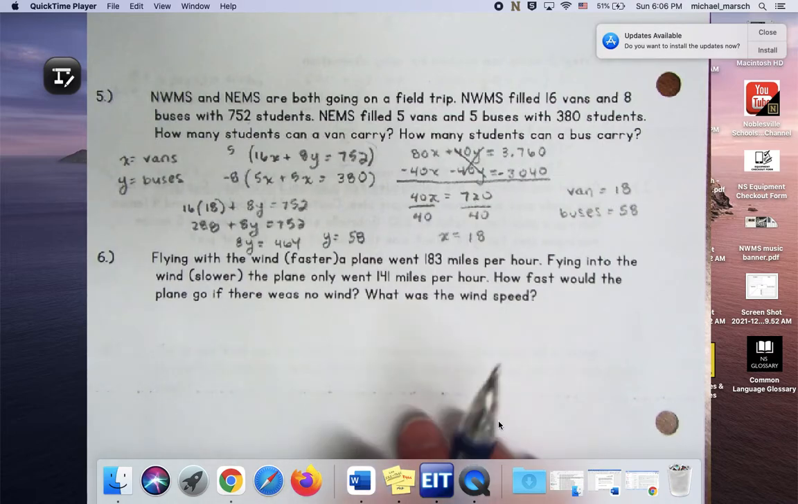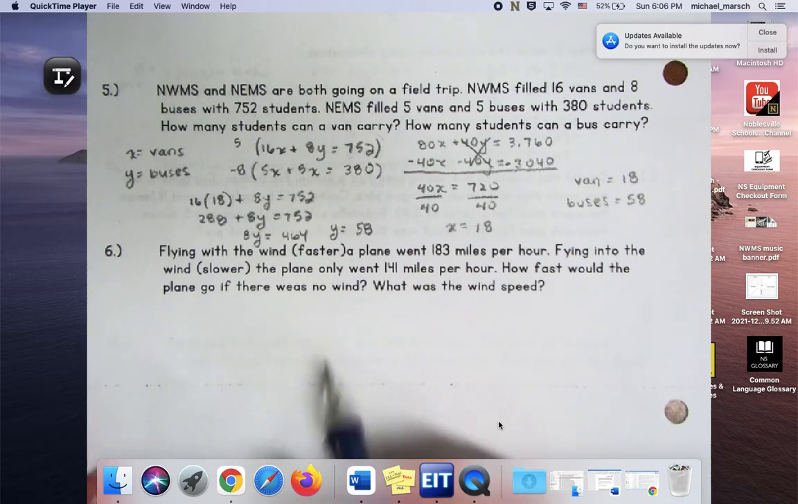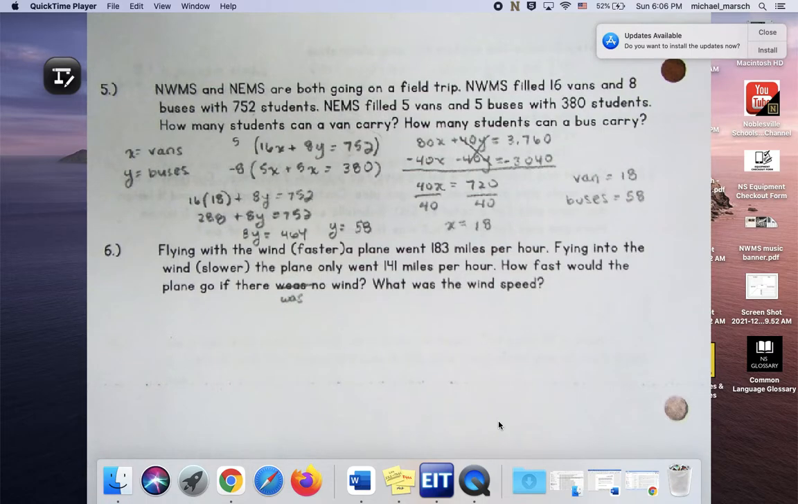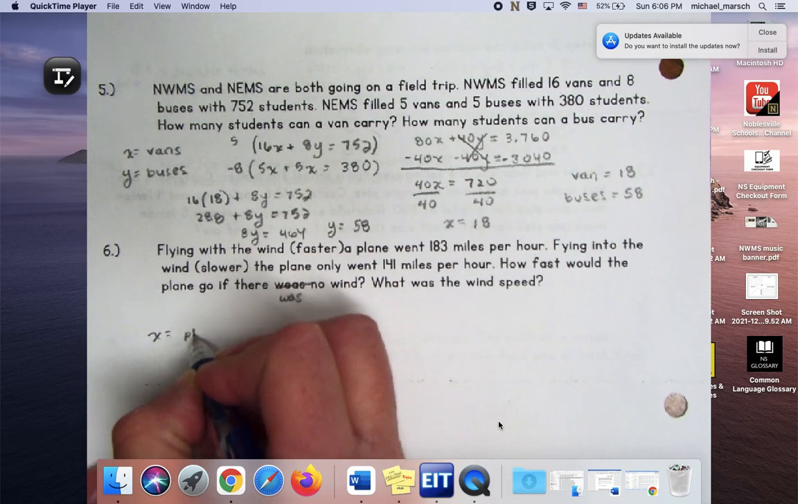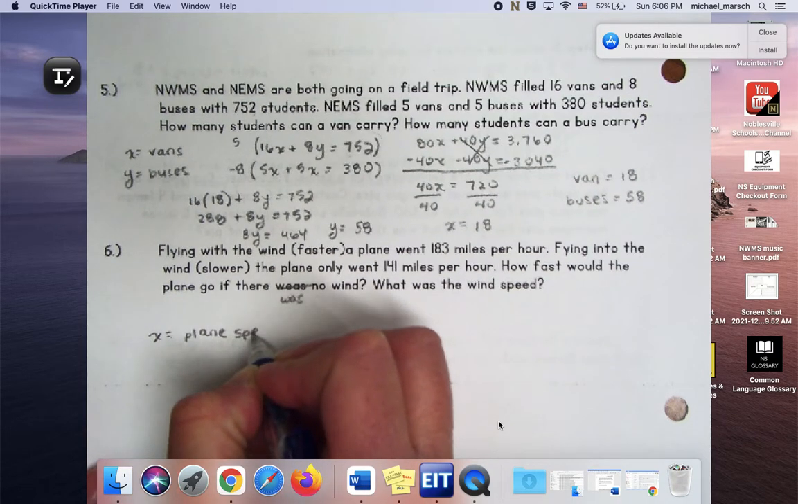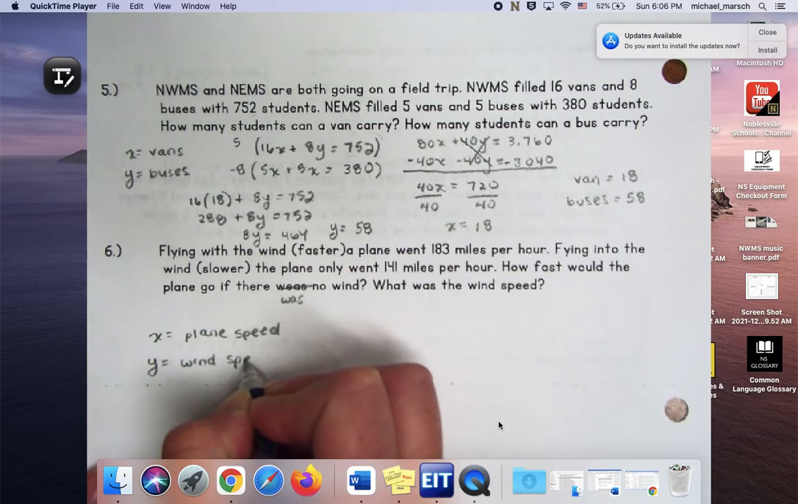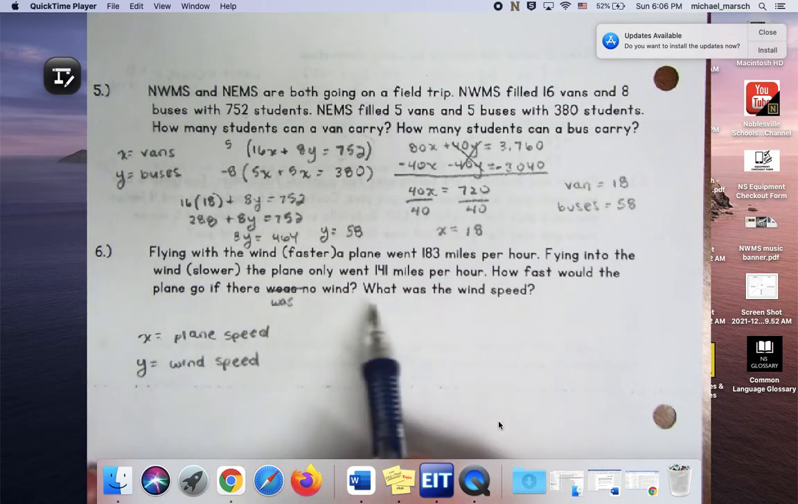So we have a couple different things to figure out here. So this is set up a little bit different, but not terribly different, if that makes sense. Okay, so we're going to say, this should be WAS. Whoops. So we're going to say x is the plane speed, and y is going to be the wind speed. Okay, what is the wind speed? What is the plane speed?